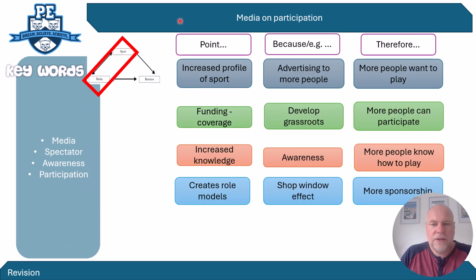So other questions might ask you, what's the impact of commercialization or media on participation rates? Generally these are 3 to 6 mark questions, so make sure you know at least 2 of these lines to help you. And remember, we're trying to look at the outcome. If you look at these outcomes first: more people want to play the sport, more people can participate. That's where you want to get to.